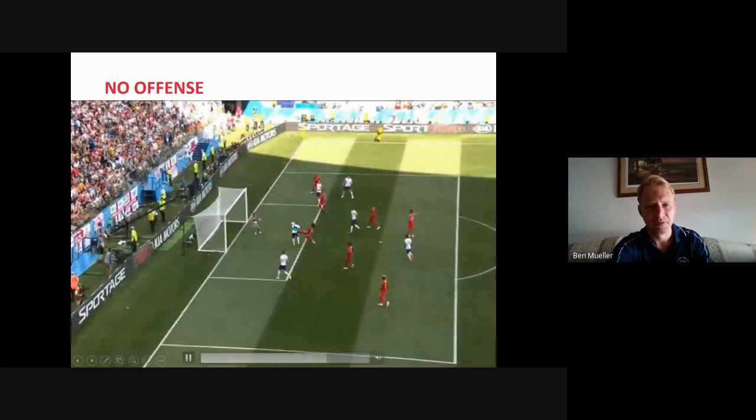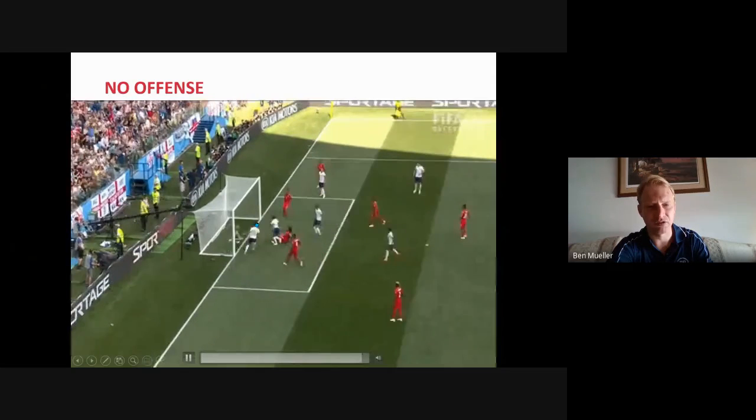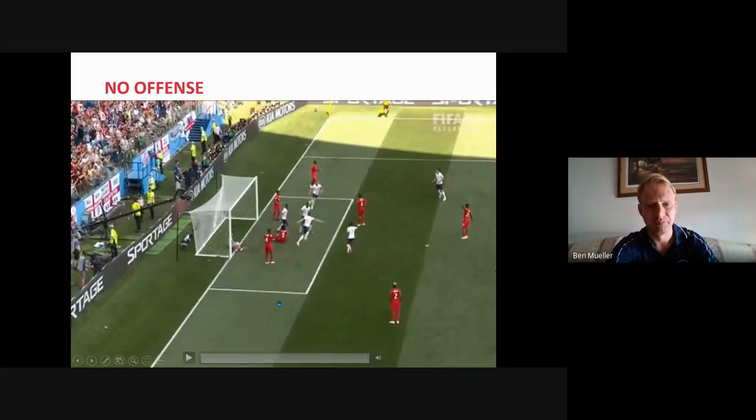Okay, again, new decision here. He's not in an offside position. Nobody's in an offside position. So then the ball, and they score a goal. That is a good goal. Okay, let's look at that again.